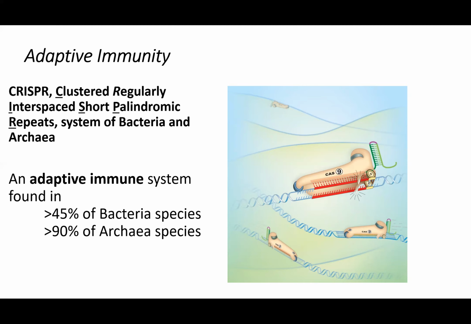CRISPR stands for clustered, regularly interspaced, short palindromic repeats, and we're just going to call it CRISPR because that's a mouthful. I have a friend that researches CRISPR, and she can't even remember what CRISPR stands for half the time. So we're just going to call it CRISPR. But it is an adaptive immune system for bacteria and archaea. It's found in 90% of archaea and about 50% of bacteria.